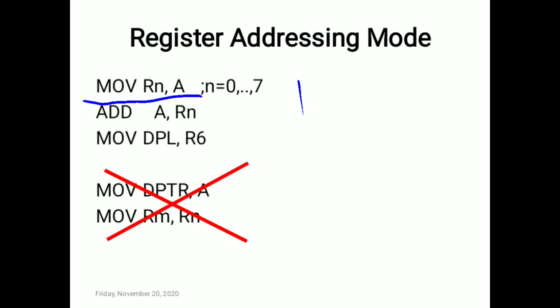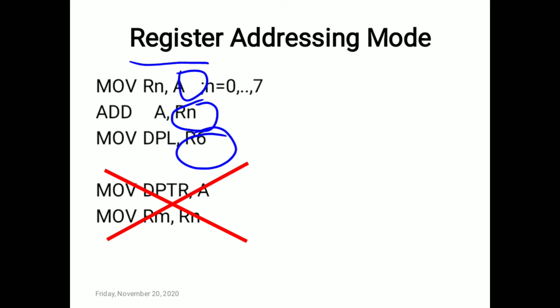And what we are doing, we are moving the data of the accumulator into the register R0, right? So the data is stored in the accumulator, and we are moving it into the register. If the data is stored in a register, here it is stored in the register A, here in the register Rn, here in the register R6, then we say that this specifies the register addressing mode, right?